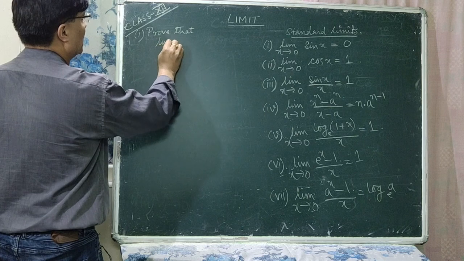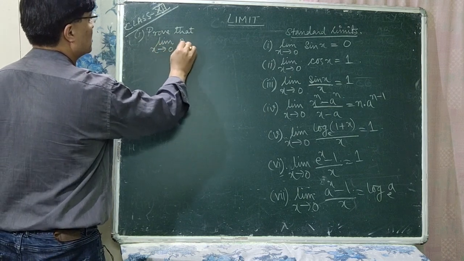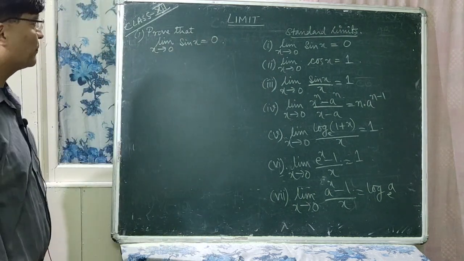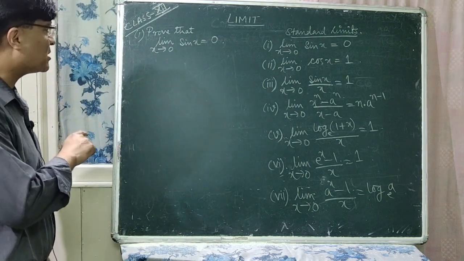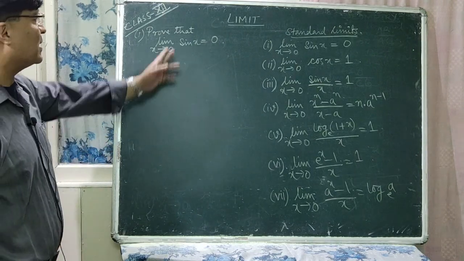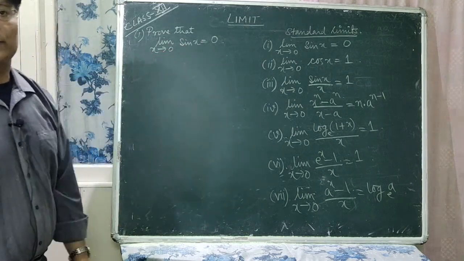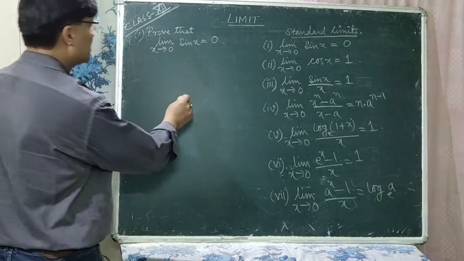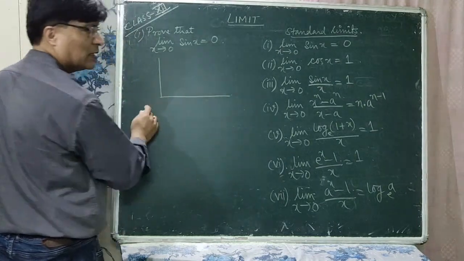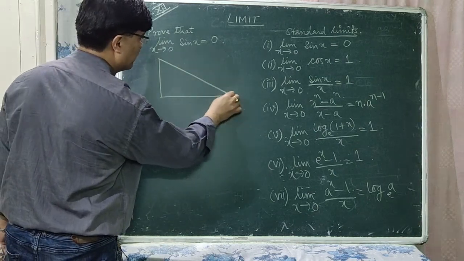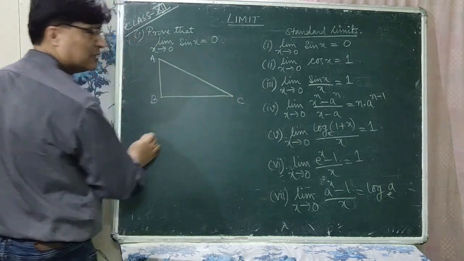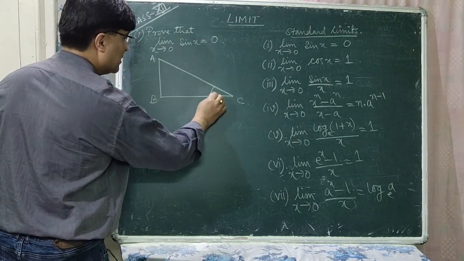you have to prove limit x tends to 0 sine x is equal to 0. Okay, so when limit x tends to 0, sine x will be equal to 0. That is, the limiting value of sine x when x tends to 0 is 0. Okay, so now let us consider a right angle triangle for this standard limit. So this is A, this is B, and this is C. Suppose this angle is x.